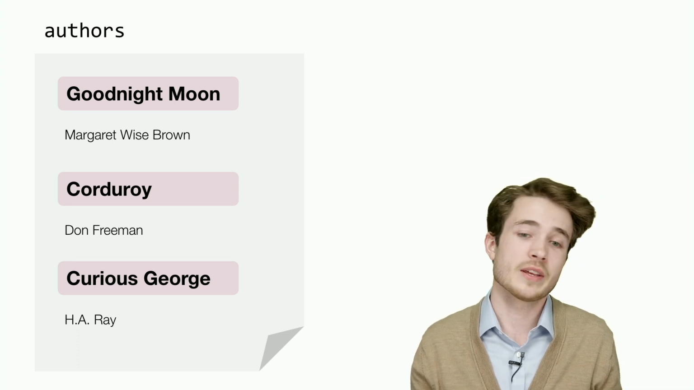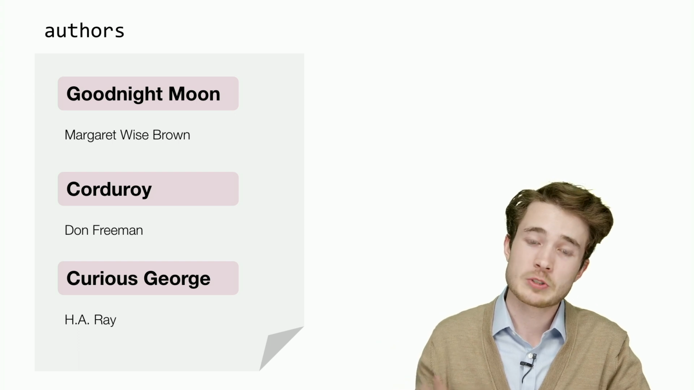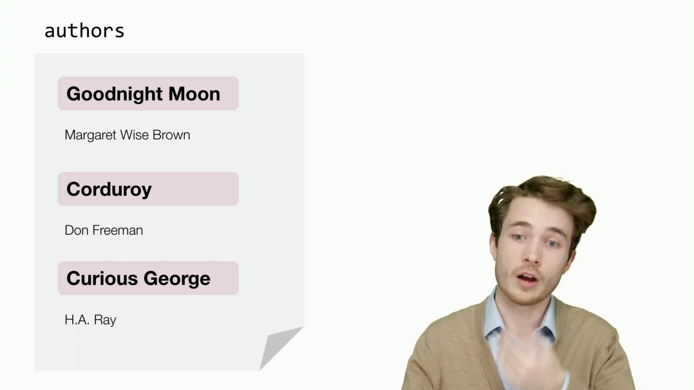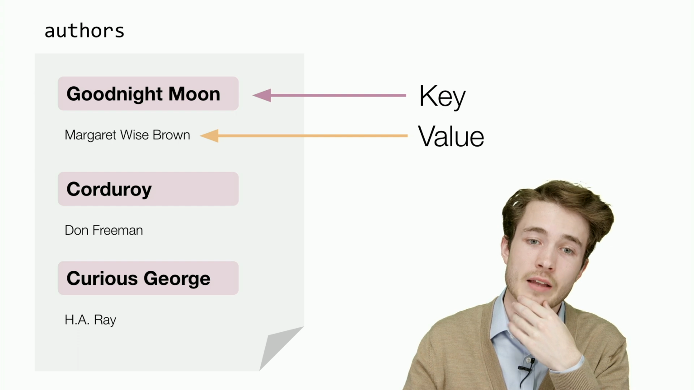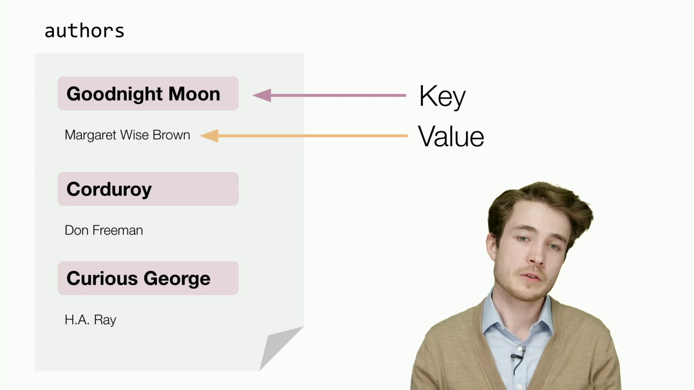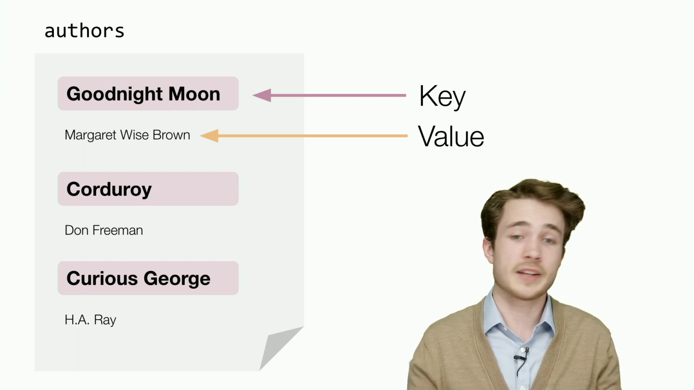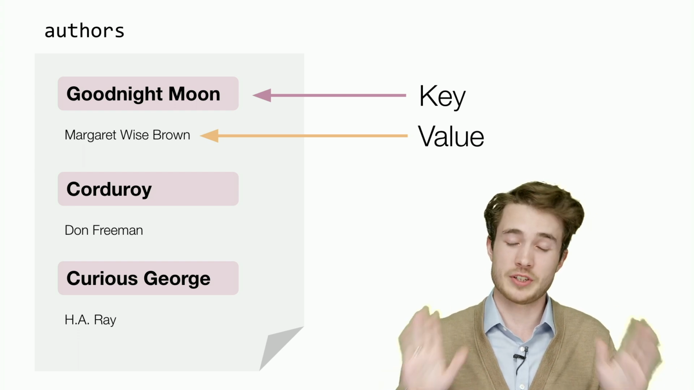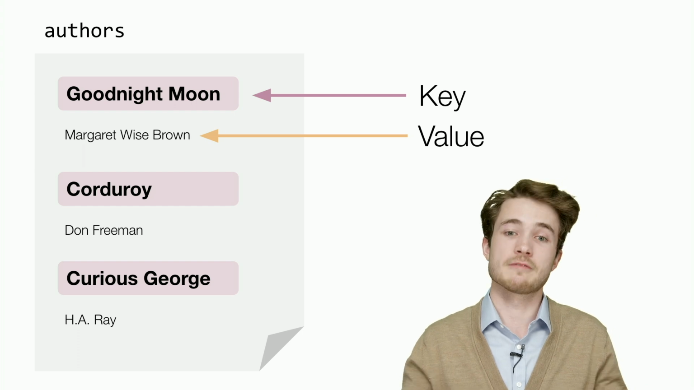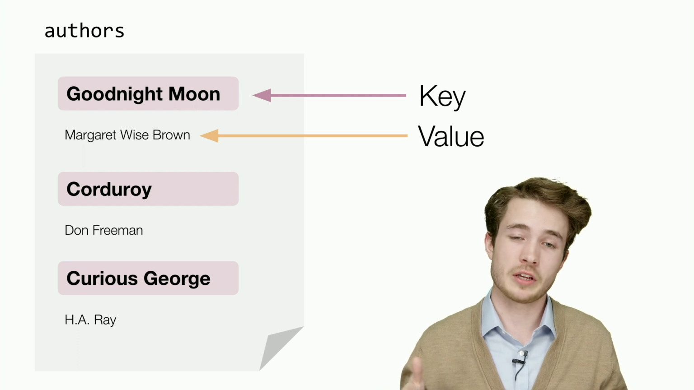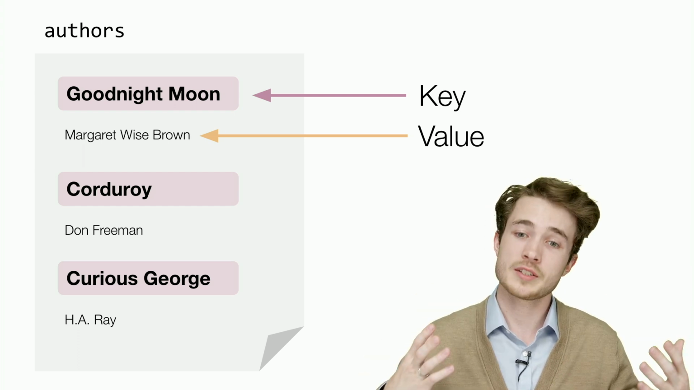And Curious George is associated with H.A. Ray, where we have Curious George as a key and H.A. Ray as the value. So what this gives us is this ability to look up, like in a dictionary, the actual author of some piece of text, given the title. So we see again, Goodnight Moon is an example of a key here, and Margaret Wise Brown is an example of a value. So in this dictionary, authors, I could ask for a title, like a book title. I'll say Goodnight Moon. And my dictionary will actually give me back the value associated with that key, like Margaret Wise Brown.